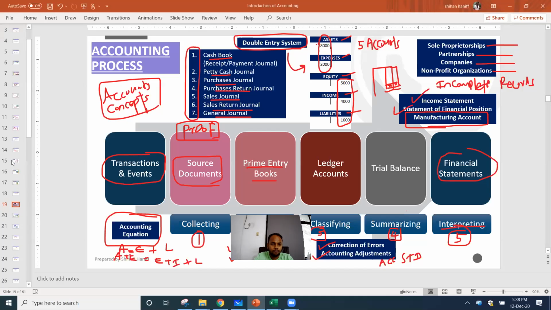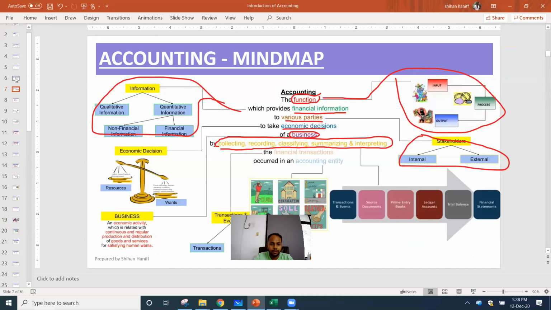So we were explaining the mind map. Accounting is a function. Now, when I read this, the picture should come to your mind because you have seen it, and if you write it on paper, this will be very clear, right? It's a function which provides financial information to various parties to take economic decisions of a business by collecting, recording, classifying, summarizing, and interpreting financial transactions.